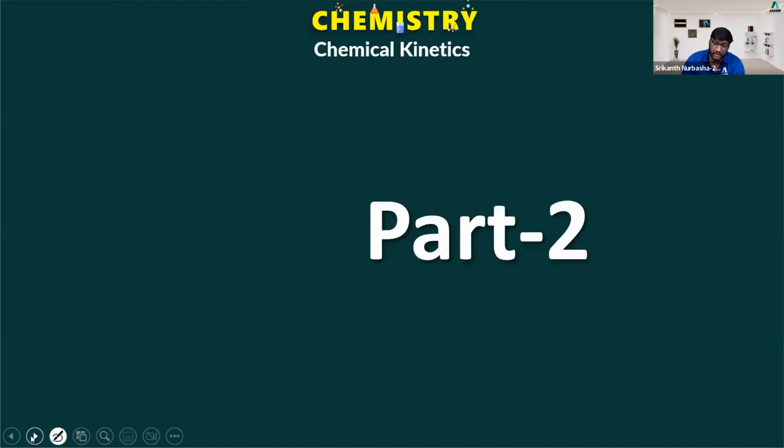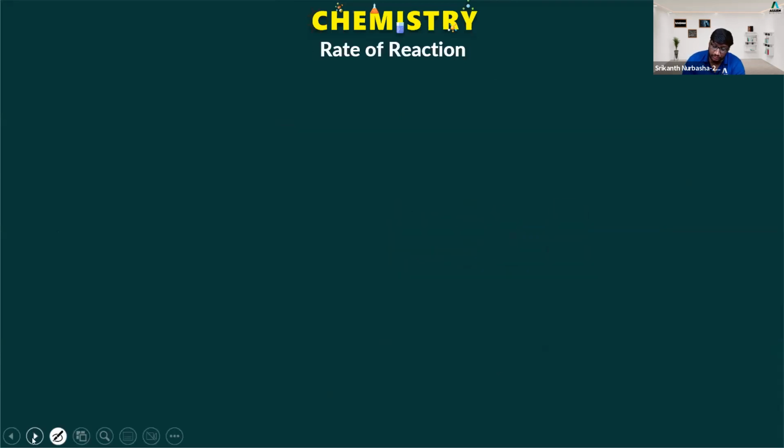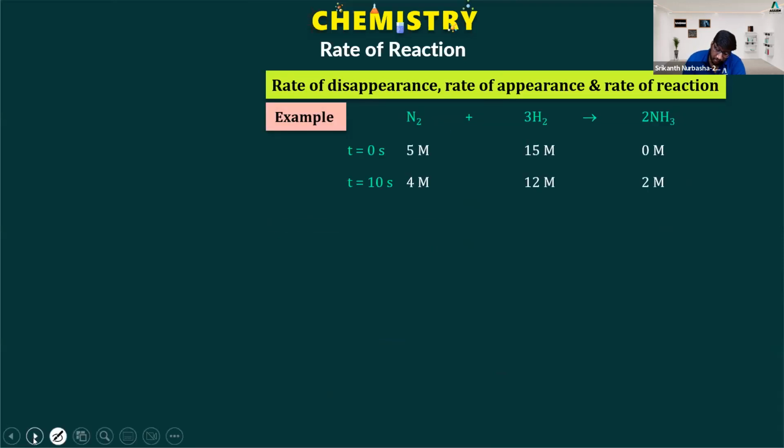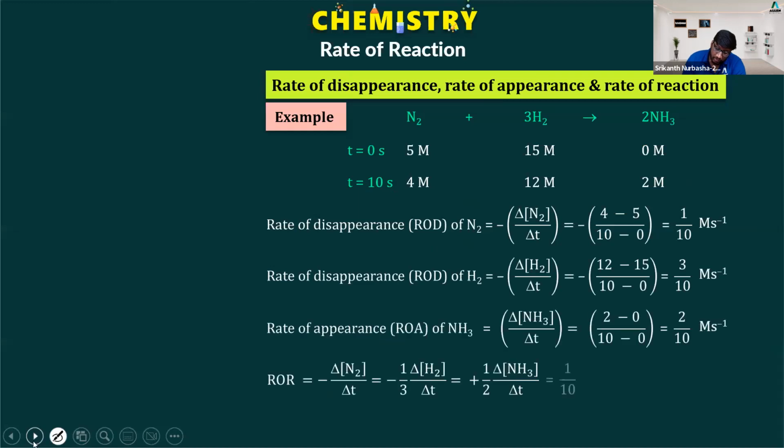Right? These are the very introduction parts regarding rate of the reaction. Next points: rate of disappearance, rate of appearance, and rate of reaction. So example, you can take N2 plus 3H2 gives us 2NH3. So very simple point. Rate of disappearance means minus of change in concentration of N2 by time required for that change. So minus of delta, because N2 is a reactant, you have to use minus sign. Change in concentration of N2 by time required for the change. So minus of 4 minus 5 by 10 minus 0. That is 1 by 10 seconds.